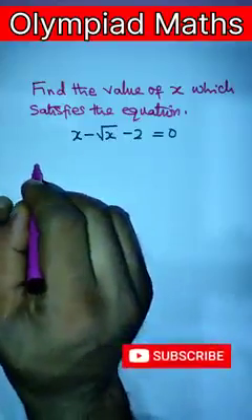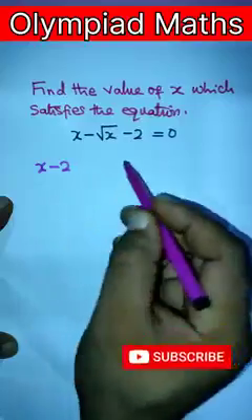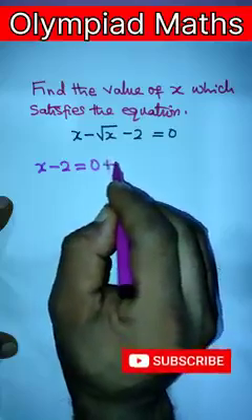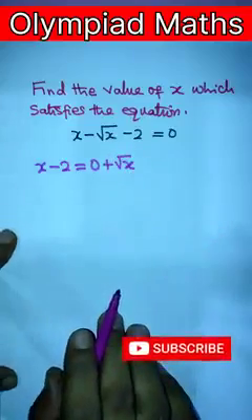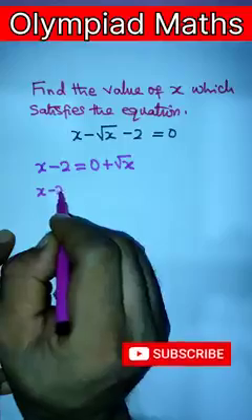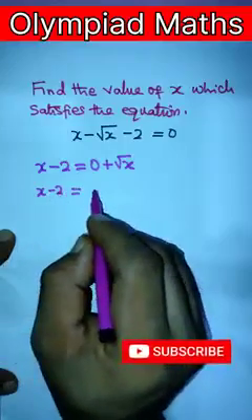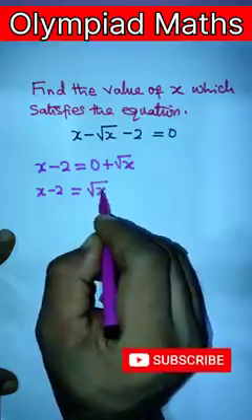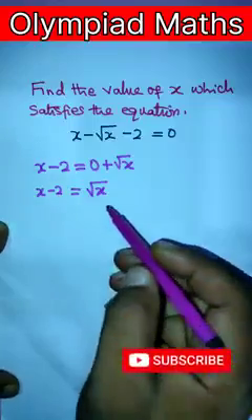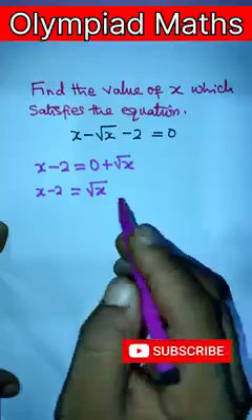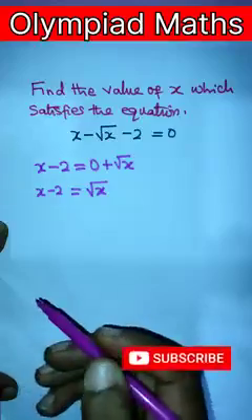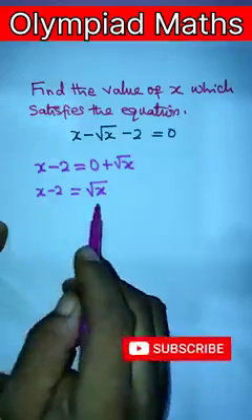Therefore, we will have x minus 2, we are moving this to this other side, equals 0 plus square root of x. And you know that 0 plus square root of x is the same thing as square root of x. So we will have x minus 2 equals square root of x. And now that we have done this, next thing is to try and remove this square root from x. To do that, we normally take the opposite of square root, which is square. Now we are going to take the square of both sides.